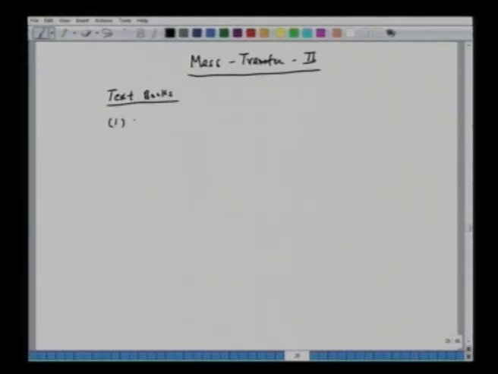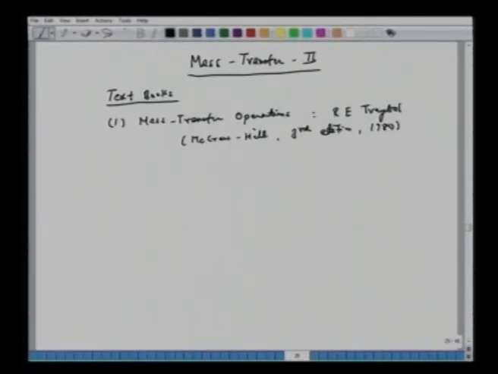One is, you may be familiar with this, Mass Transfer Operations. The author is R.E. Treybal. It's a very popular book in chemical engineering, a McGraw-Hill publication. The third edition should be available, 1980. So we will have most of the lectures covered from this textbook.